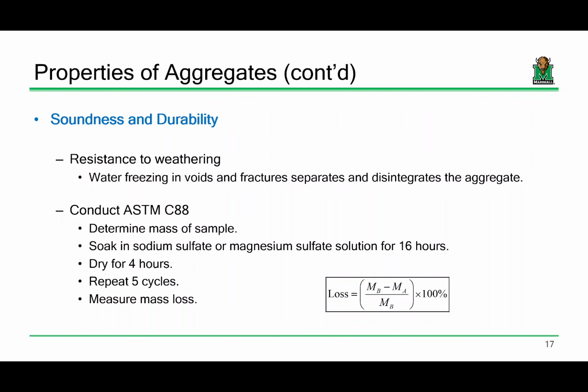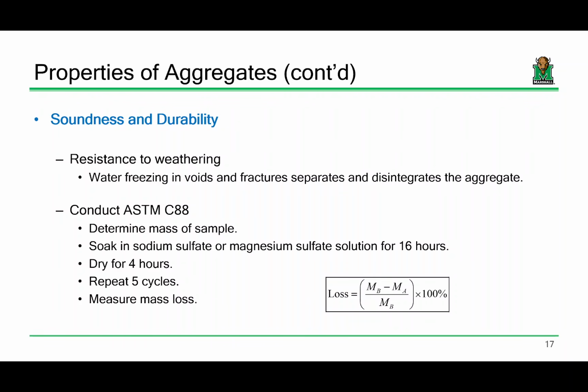Okay. Some of the experiments that we're not going to do, but I did want to highlight, is, for example, trying to assess resistance to weathering and its soundness and durability. The idea is that if you have a concrete that's exposed to the elements and the aggregate accepts water inside and then it freezes, freezing expansion cracks the aggregate, and that will affect the concrete's performance over time.